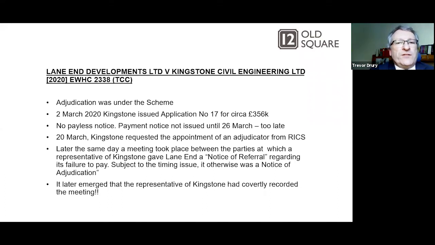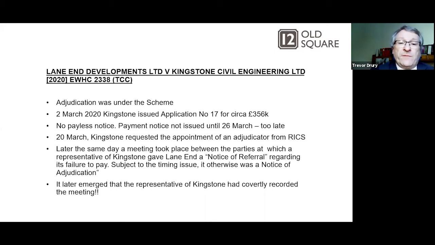So the adjudication was under the scheme. On the 2nd of March 2020, Kingston issued application number 17 for 356,000. There was no payment notice, but a payment notice was issued, but not until the 26th of March, so it was too late. On the 20th of March, Kingston requested the appointment of an adjudicator from the RICS.